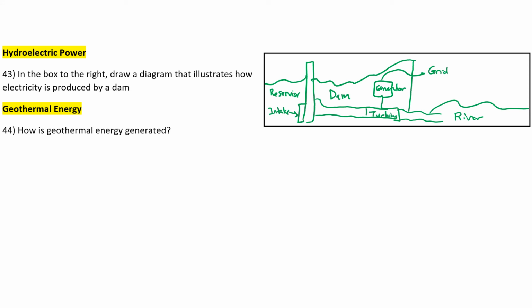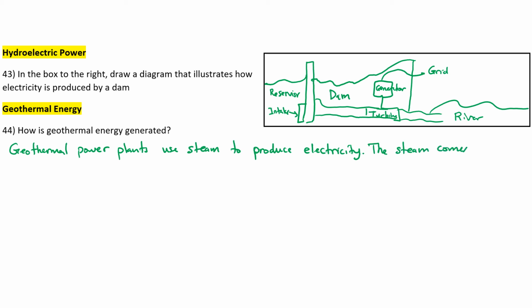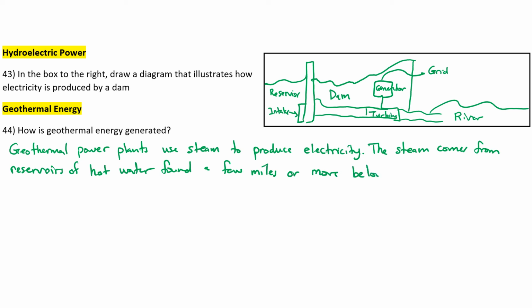Number 44. So, how is geothermal energy generated? Geothermal power plants use steam to produce electricity. The steam comes from reservoirs of hot water found a few miles or more below the surface of the earth.